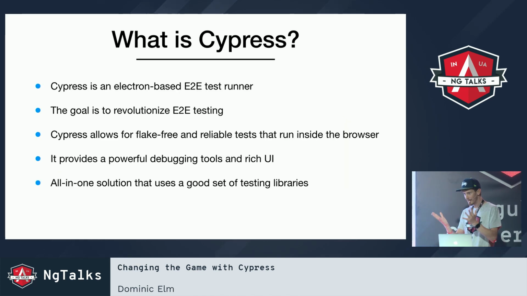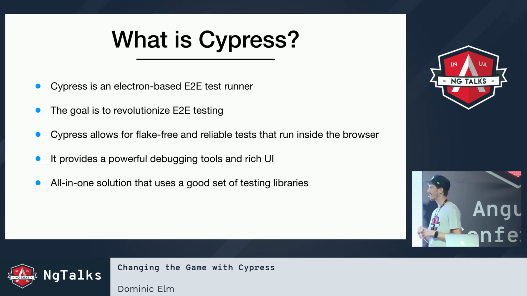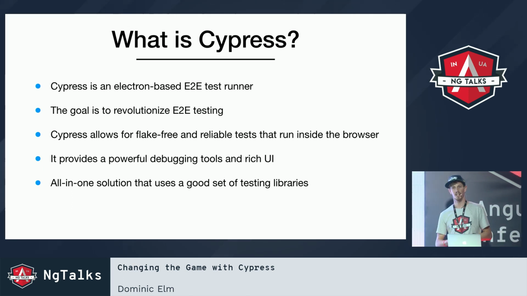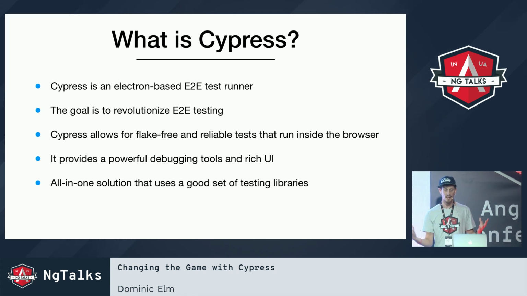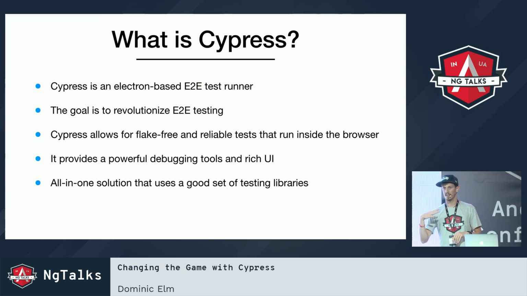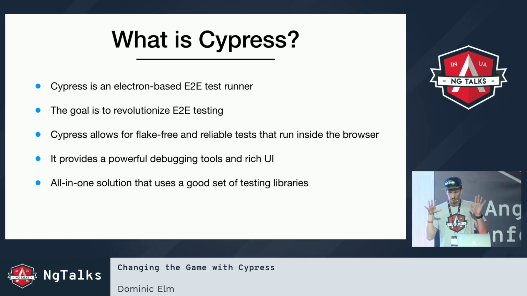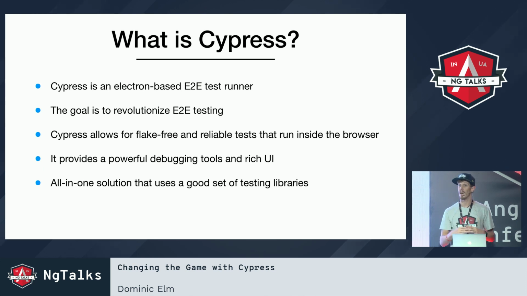So, what is Cypress? That's probably the biggest question in the room. Cypress is an Electron-based end-to-end test runner. And the goal is to really revolutionize the end-to-end testing world. So we talked about the feedback, right? These categories, and Cypress tries to address these. Cypress allows for flake-free and reliable tests that run inside the browser. It provides very powerful debugging tools and a rich UI, and it's an all-in-one solution that only requires one single installation. You don't have to think about which assertion library you use. It comes with very good defaults out of the box.